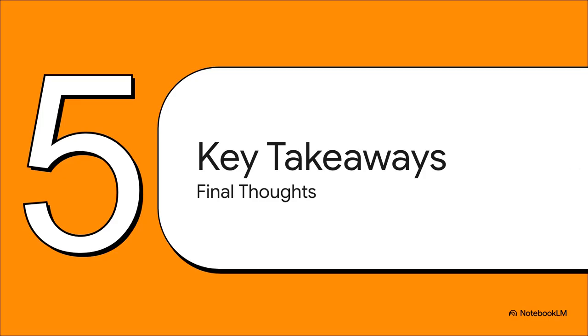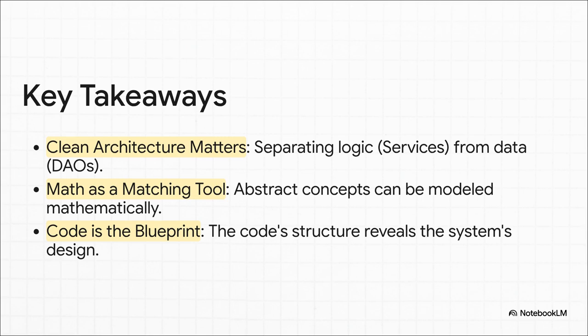Okay, so we've torn this whole application down. What are the big ideas we should walk away with? Let's just quickly summarize the key lessons and maybe touch on what this kind of technology really means. First, we saw that clean architecture isn't just some academic theory. Separating your logic from your data access makes a real tangible difference. Second, this was just a fantastic example of using math to model a really abstract concept like compatibility. And finally, we learned that the code itself is the ultimate blueprint. If you want to understand how a system truly works, read the code.